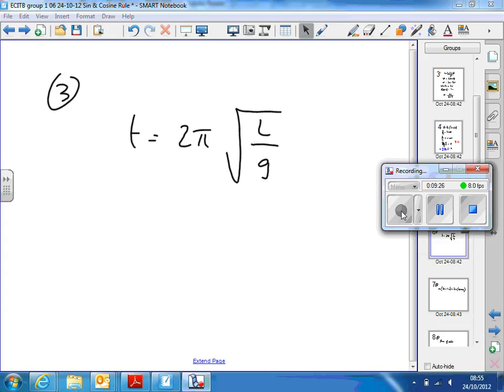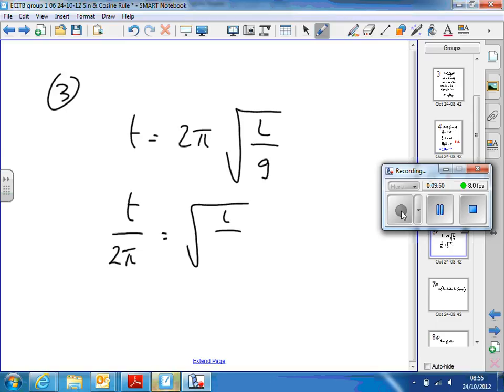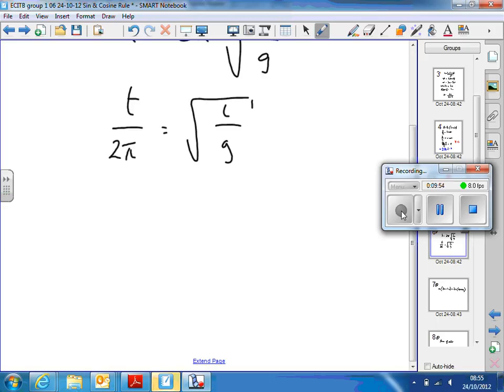So number 3, get L on its own. It's in a square root. So at some point, you're going to have to square to get rid of that square root. So what I do to do this one is first of all divide both sides by 2 pi to get rid of the 2 pi on the right-hand side. So I get t divided by 2 pi equals the square root of L over G. And then, to get rid of the square root, square.